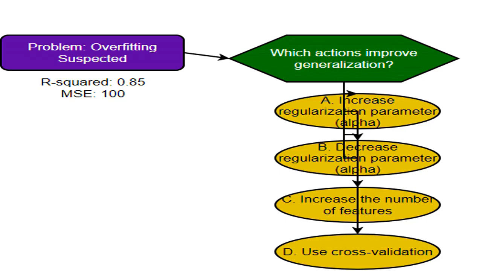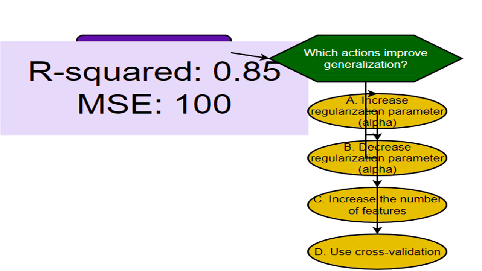The overall goal here is to evaluate how well the ridge regression model is performing. I check this evaluation using various metrics like R-squared and MSE, and use cross-validation to estimate how well the model will perform on new data. The question is asking which actions will improve the model's ability to generalize to unseen data.